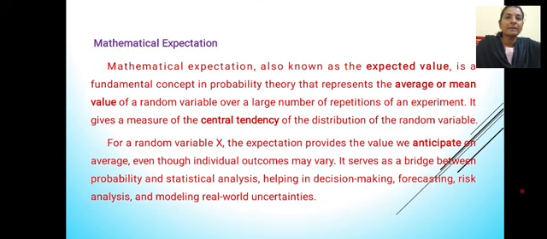Mathematical expectation. Mathematical expectation, also known as the expected value, is a fundamental concept in probability theory that represents the average or mean value of a random variable over a large number of repetitions of an experiment. It gives a measure of the central tendency of the distribution of the random variable. For a random variable x, the expectation provides the value we anticipate on average, even though individual outcomes may vary.